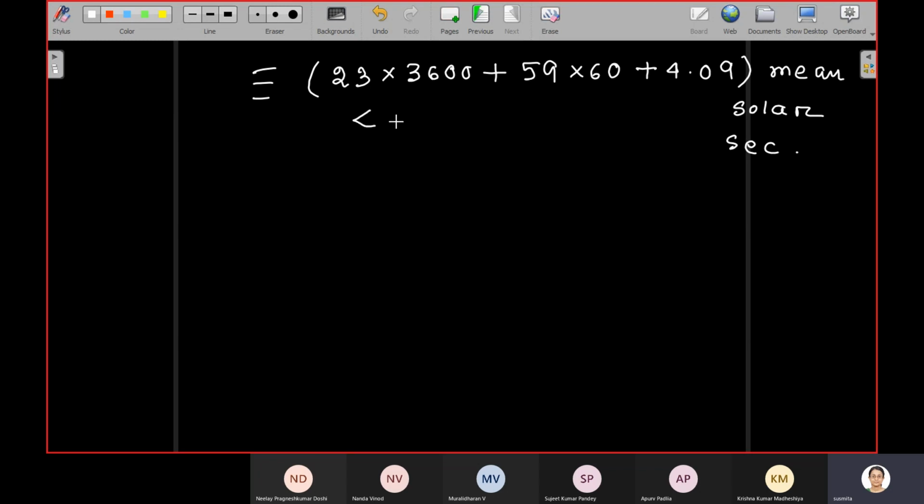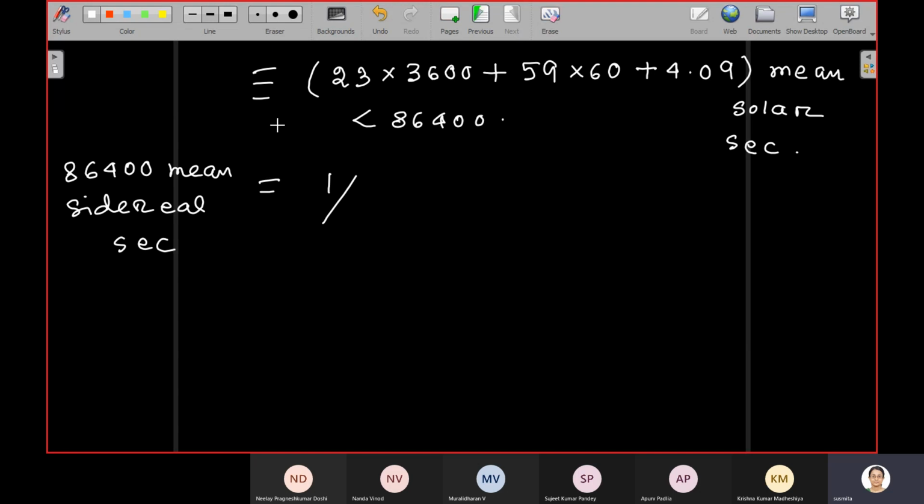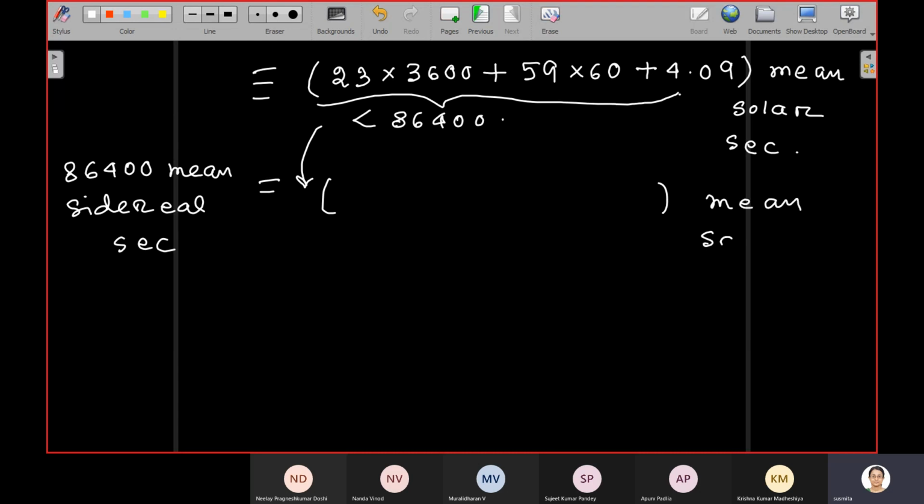Okay, so this is actually less than 86,400. If you do the math, you will find that this is 1 mean solar second. So on this side you have 86,400 mean sidereal seconds, and this side you have this one, this whole thing will come here. I'm not writing the whole thing again. The whole thing will come and then mean solar second.